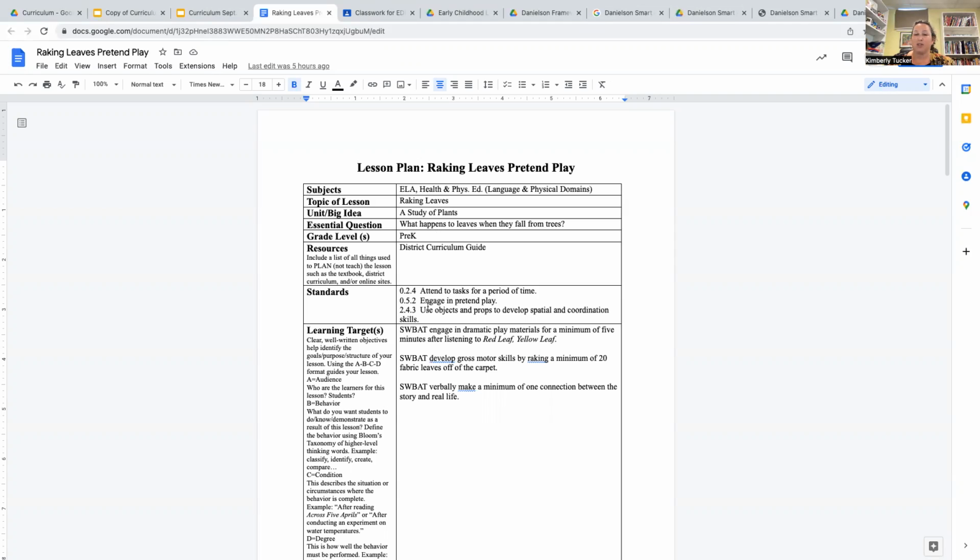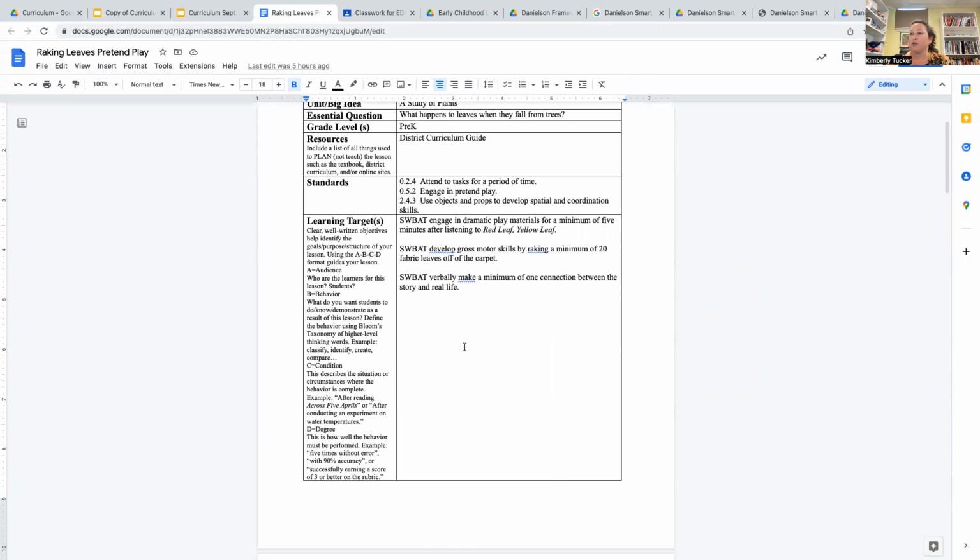Here are my standards. Since this is pre-K, they're from the New Jersey Preschool Teaching and Learning Standards: attend to tasks for a period of time, engage in pretend play, use objects and props to develop spatial and coordination skills. Here are my learning targets.